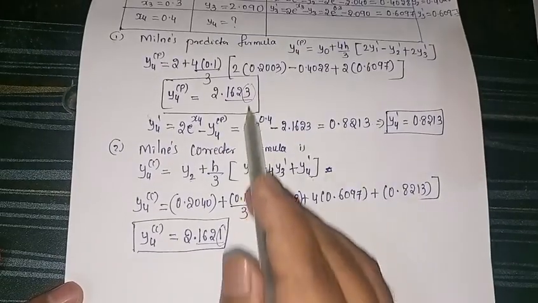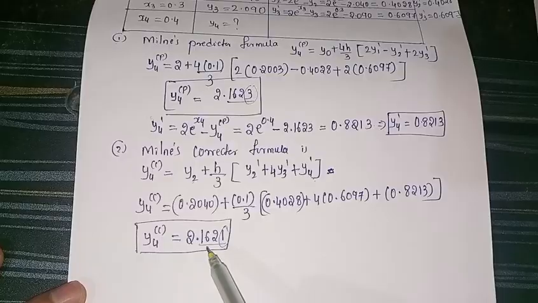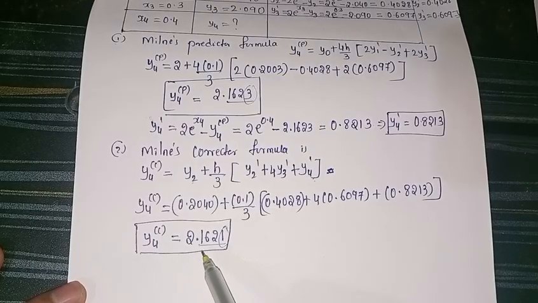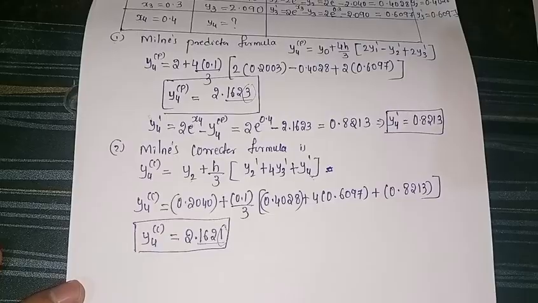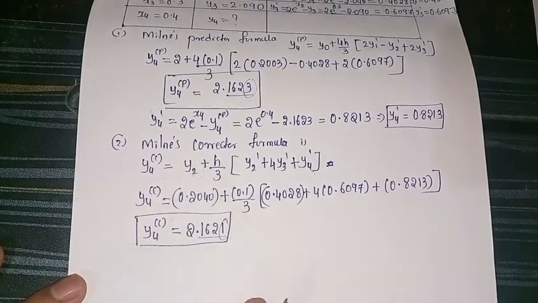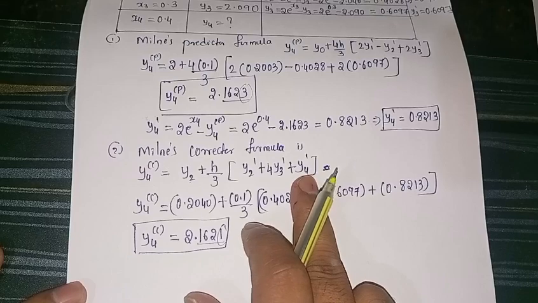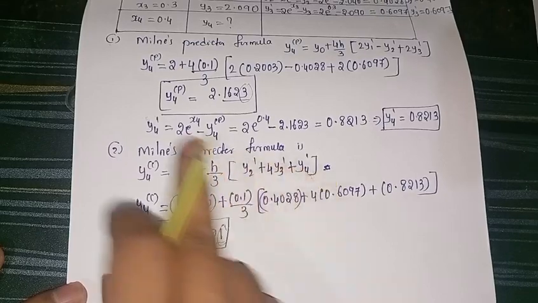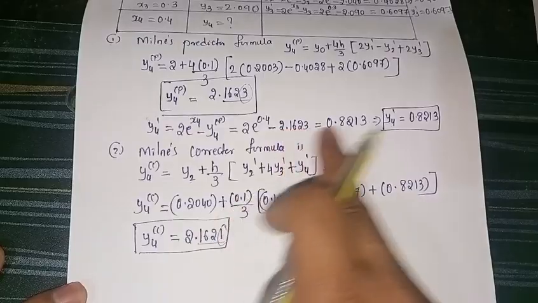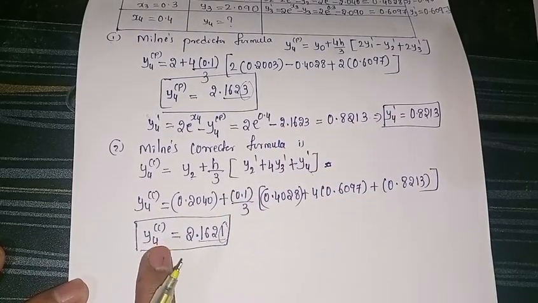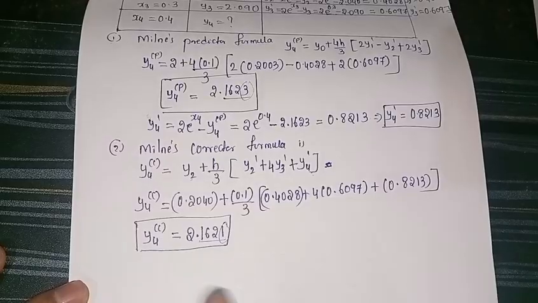But in the question they are asking us to correct it to 4 decimal places. Since the 4th decimal is different here, we have to repeat the process, which means we have to operate the corrector formula one more time. So we cannot write the corrector formula again as it is. In the corrector formula y4 dash is there, no. Using the predicted value, how did we get this y4 dash? The same way, using this corrected value, we have to find y4 dash one more time.